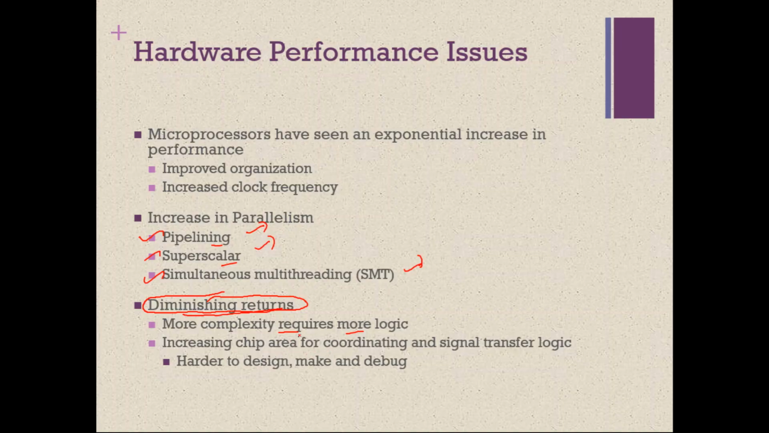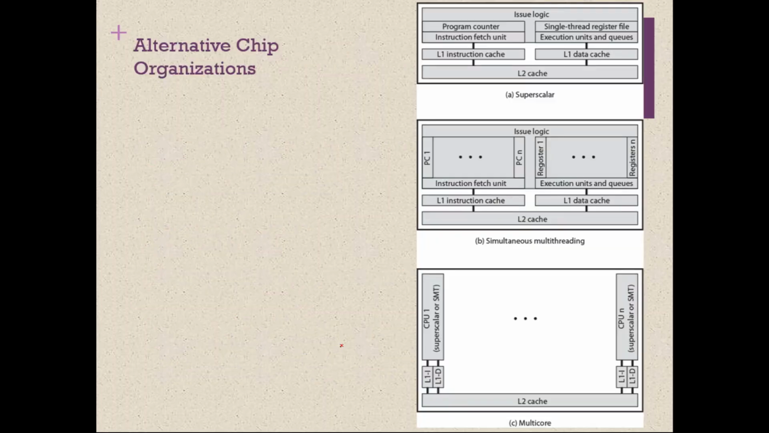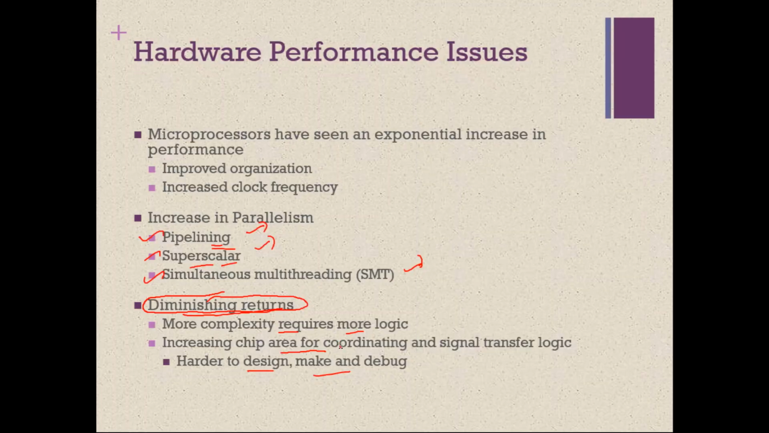And you cannot pack everything in the same chip, right? So when you want more features, then the chip area also will become big. If you want to keep more pipeline stages, if you want to have more functional units, then the chip size also will become big, and designing and debugging, all these things will become highly complex. So these are the issues with the normal multiprocessors with respect to hardware performance, right?